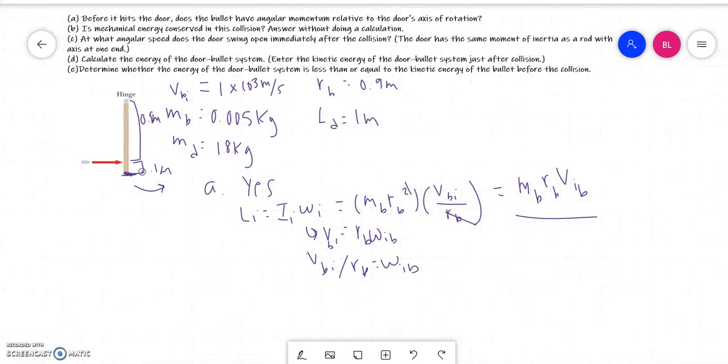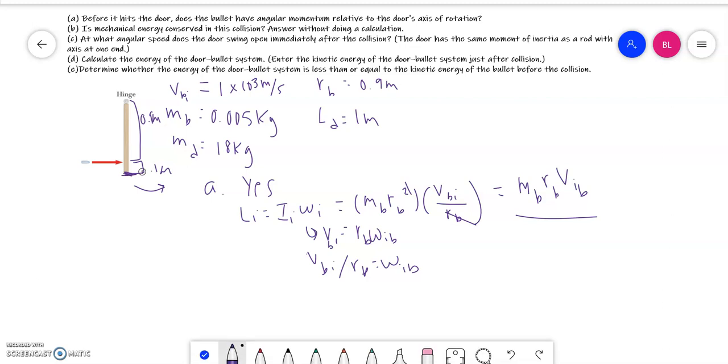Part B asks, is mechanical energy conserved in this collision? Answer without doing a calculation. When the bullet hits the door, the door and the bullet travel together. This is an example of a perfectly inelastic collision because the objects stick together, and mechanical energy is not conserved in perfectly inelastic collisions.